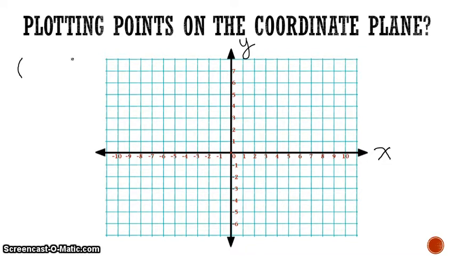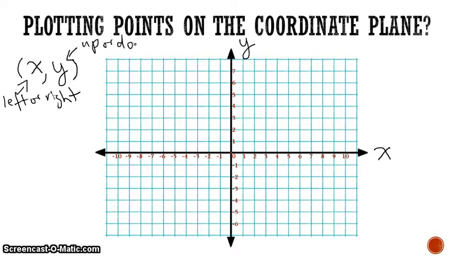That's why it's a coordinate plane. They will always be given to you in a set of parentheses like this. And the first coordinate I will give you will be your x coordinate, and the next one is going to be your y coordinate. Your x coordinate will tell you how much to go left or right. Your y coordinate will tell you how much to go up or down. Okay?